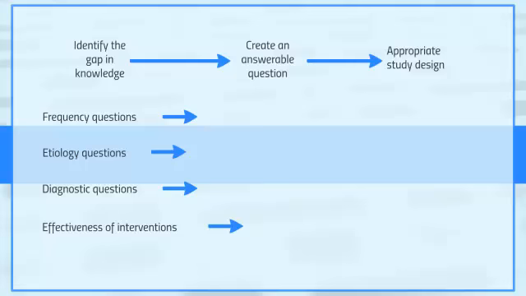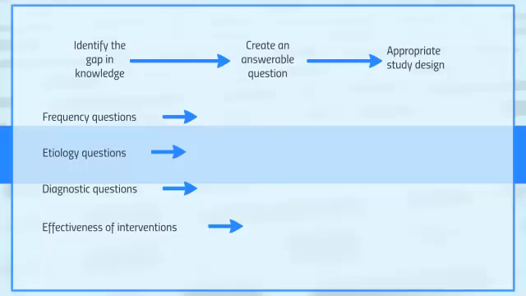And so you need to identify, well, what kind of question have I asked? And the previous example is one of frequency. So what would be the best study design that would answer a frequency question? What is the best study design that would answer a question about etiology or risk factors? And what is the best design for diagnostic questions or the effectiveness of interventions?